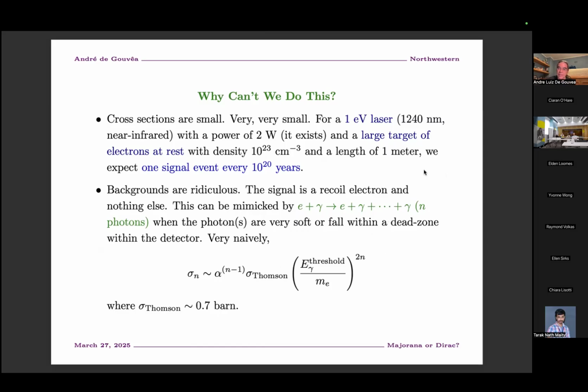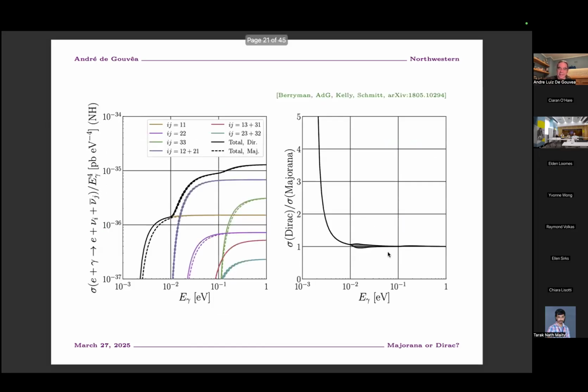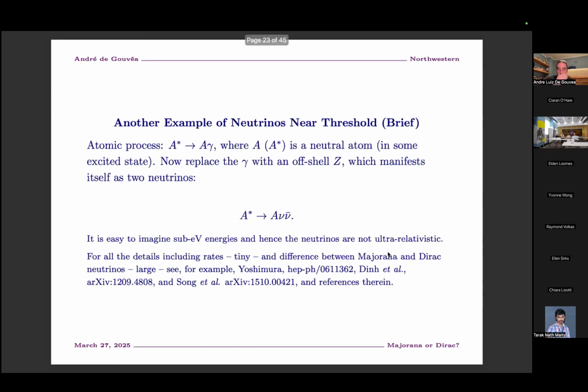But even if you have a huge number of photons in the final state, the cross-section that you get will still be overwhelmingly much, much bigger than the one that we care about. So just to say, this is a great idea. It's a really, really stupid experiment. It would never work. But at least the idea is there.